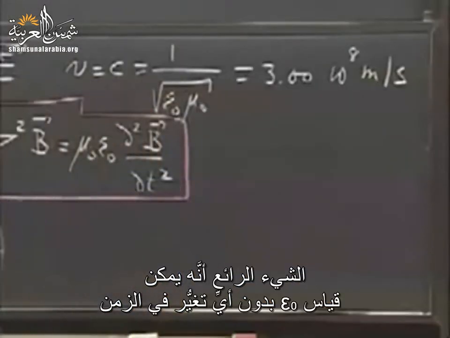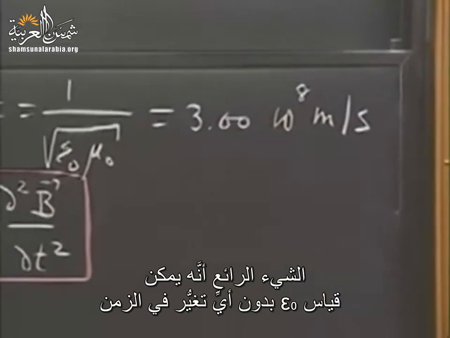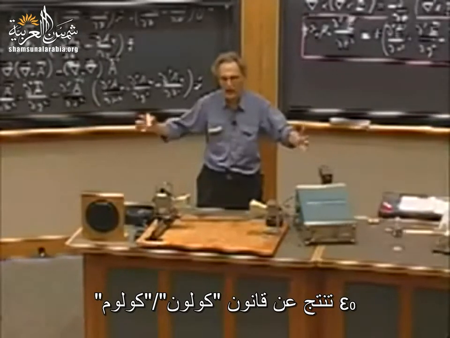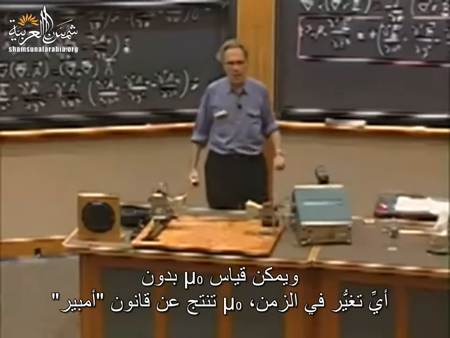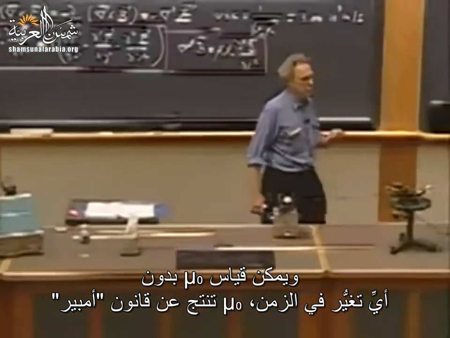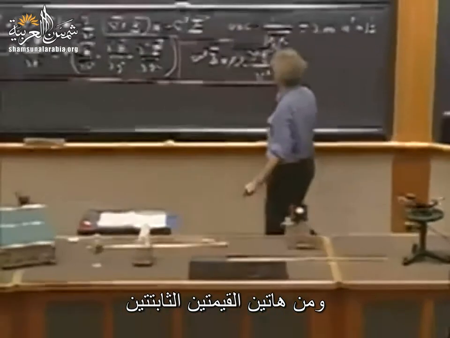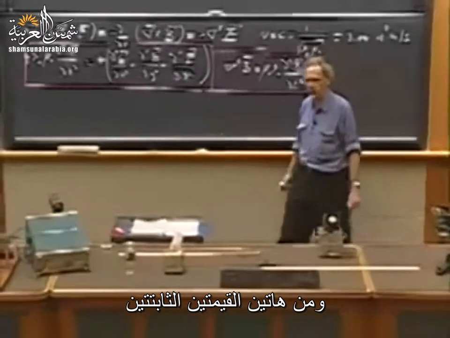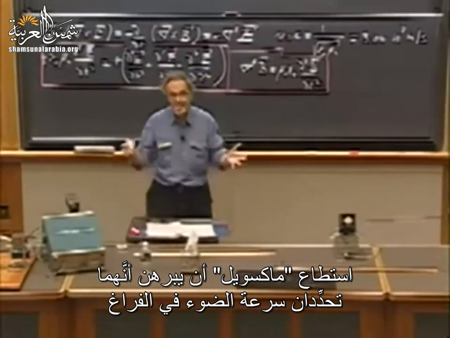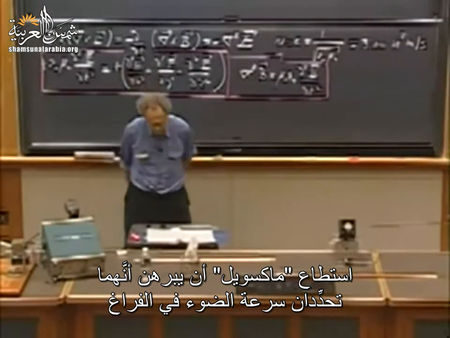And the amazing thing is that epsilon 0 can be measured without any time variability. Epsilon 0 follows from Coulomb's law, as static as you can have it. And mu 0 can be measured without any time variability. Mu 0 follows from Ampere's law. And so with these two, what I call static quantities, Maxwell was able to demonstrate that they dictate the speed of light in vacuum.